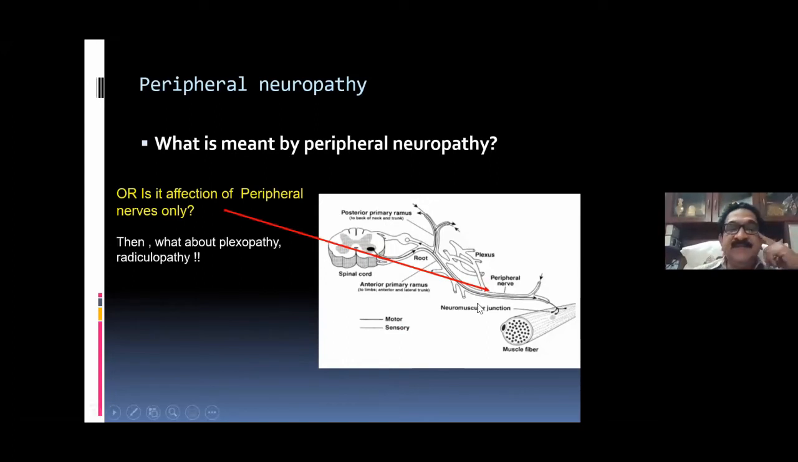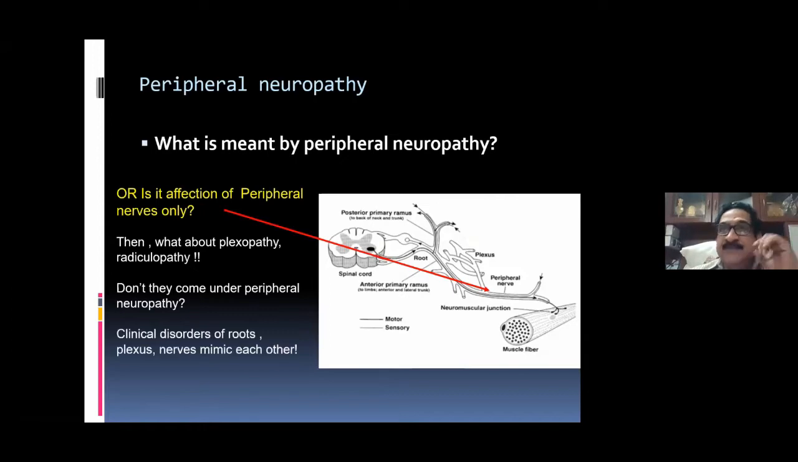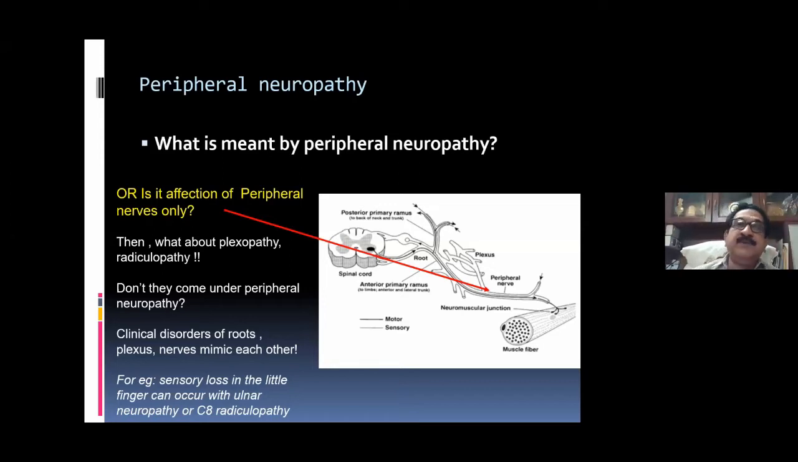If that is the definition, what about plexopathy, radiculopathy? Do they come under peripheral neuropathy? Don't they come under peripheral neuropathy? Obviously, yes, because clinical disorders of roots, plexus, nerves mimic each other. For example, if somebody comes with sensory loss in the little finger, it can be ulnar involvement or it can be due to a sciatic.